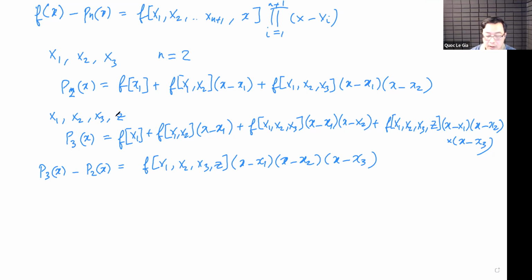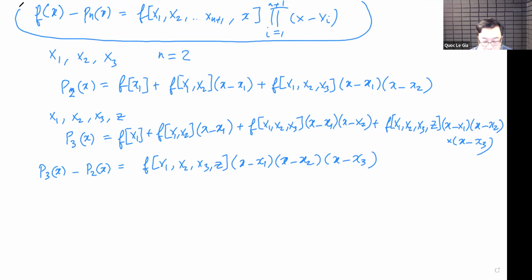But what I'm trying to prove is this one. I'm trying to get up to this. Because you have f minus Pn, and now I just take n to be 2, I want to show that f(x) minus P2(x) will equal f[x1, x2, x3] multiplied with the product of all the xi terms here. That's what I'm trying to do.